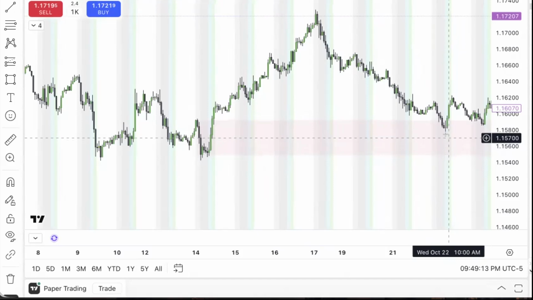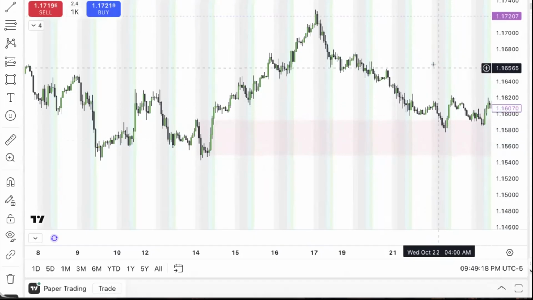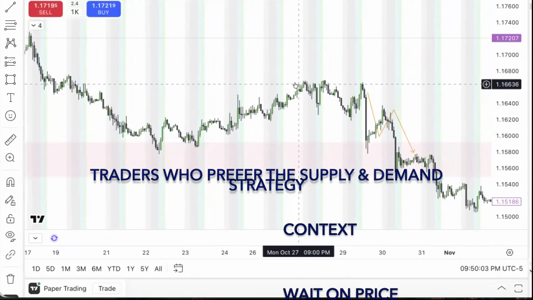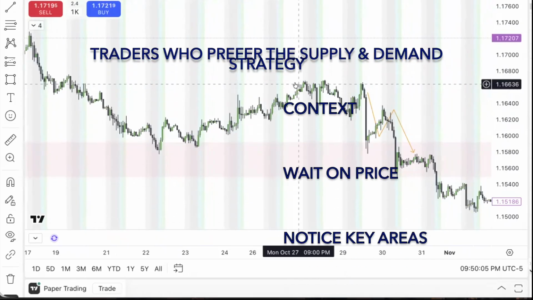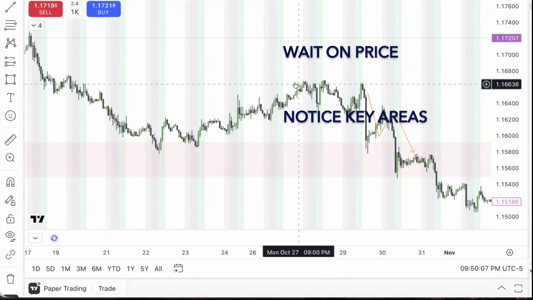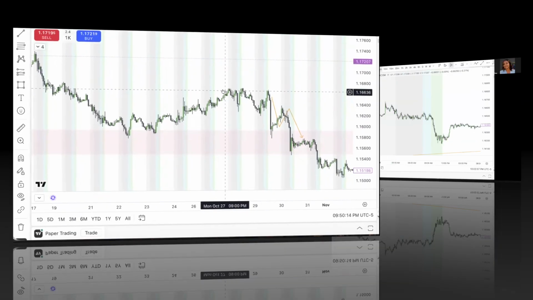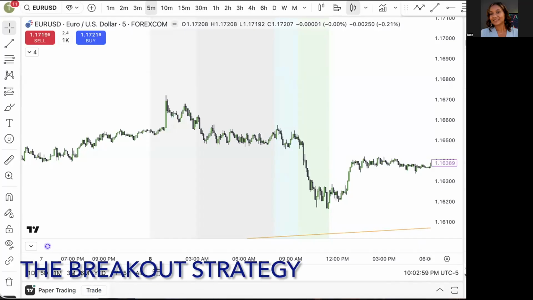So you could enter this trade at 10 a.m. and you could hold into the next area of resistance. And so that is using supply and demand. This fits traders who like context instead of exact lines. You're comfortable with waiting for price to come back to you, and you are good at observing how price reacts at key areas.